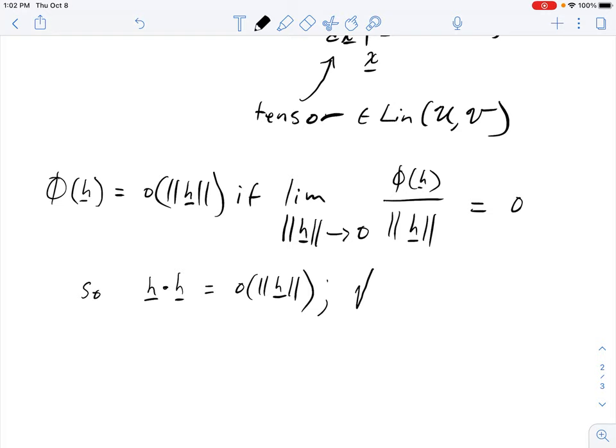Something that goes with, say, the square root of h is definitely not little o of h.